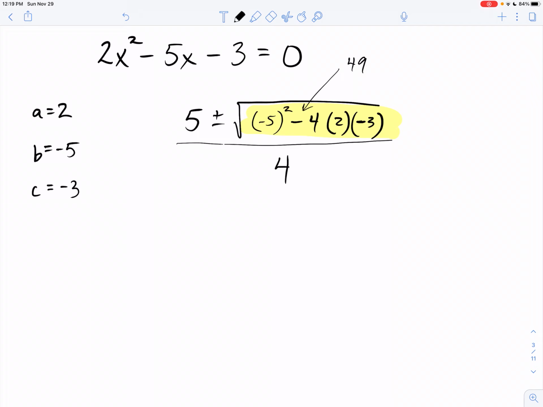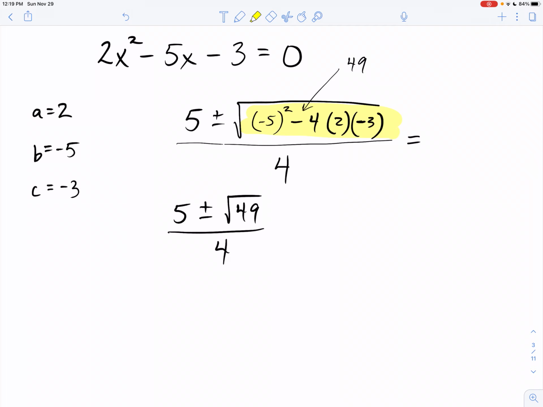So here is something I've got to warn you about. Quadratic formula, 5 plus or minus rad 49 over 4 is an impolite mathematical answer. It's impolite. We don't leave our answer like that.